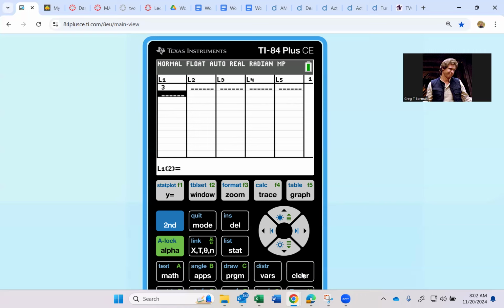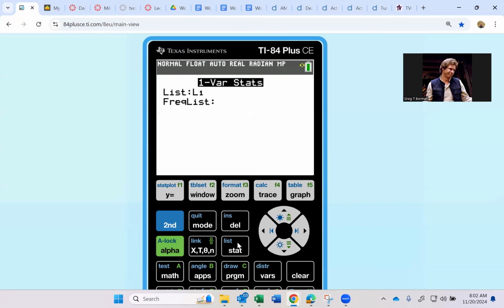Then we can go clear, enter, and put in different numbers. For example, I put in the number 3 five times, that's it. And then I do it again: stat, right, enter.